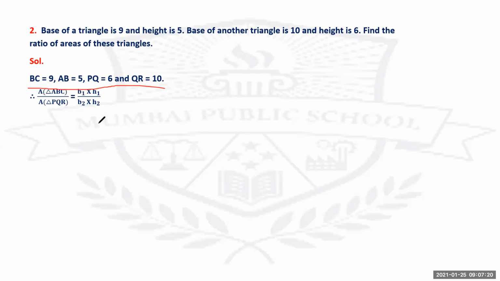So that means area of triangle ABC upon area of triangle PQR would be given as B1 into H1 upon B2 into H2. This is clear to all the students. Now after that, check, all the values are there with us. You will just substitute. You get that as 5 into 9 and 6 into 10. After simplification, you'll get the answer as 3 upon 4.